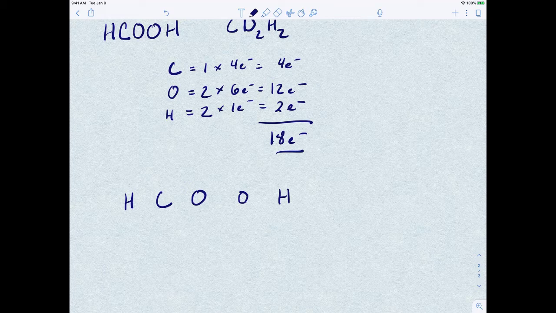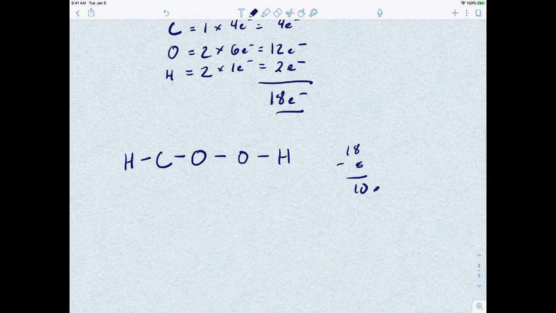Let's find out. Now I've got my structure. What I'm going to do is put a bond between each of these atoms. That gives us 2, 4, 6, 8 electrons. So 18 minus 8 gives us 10 electrons to work with. All right, so we've got 10 electrons left.